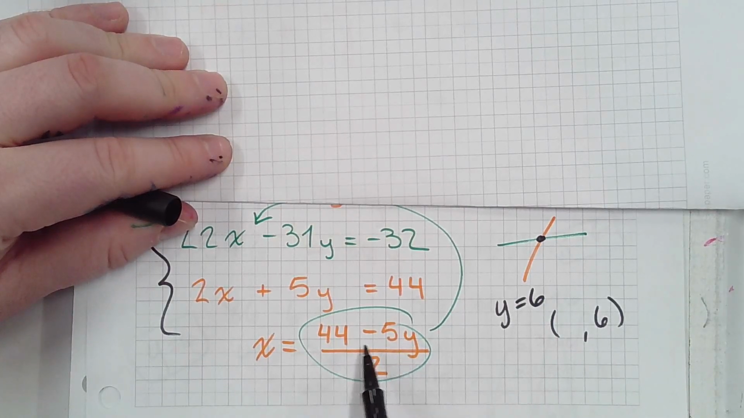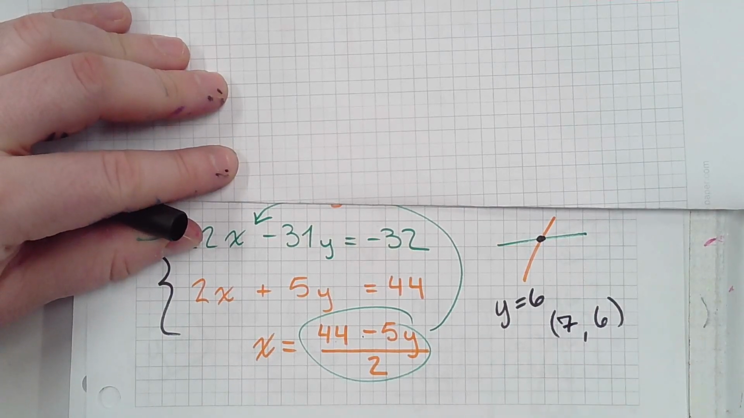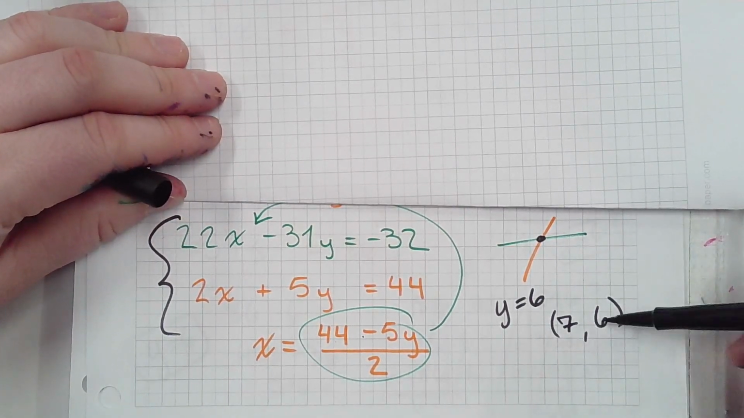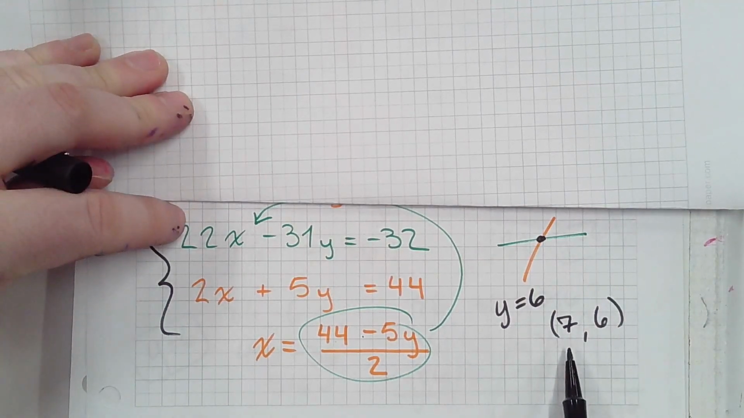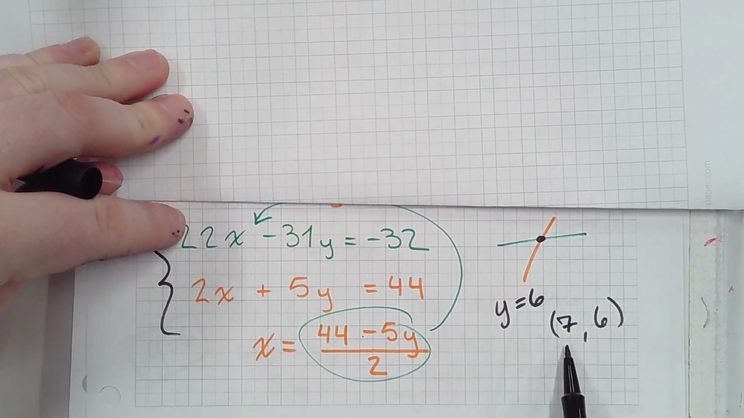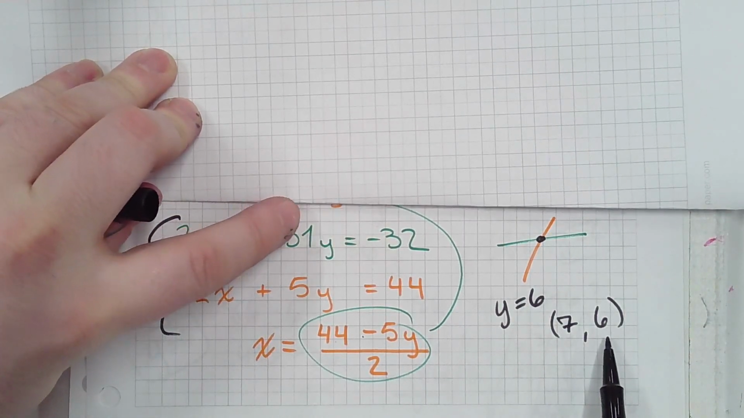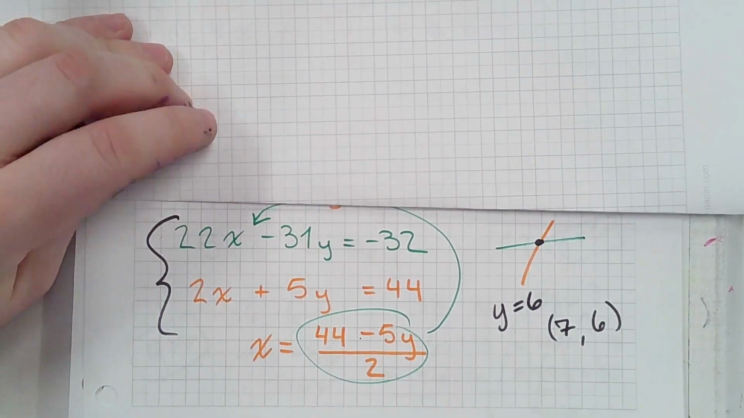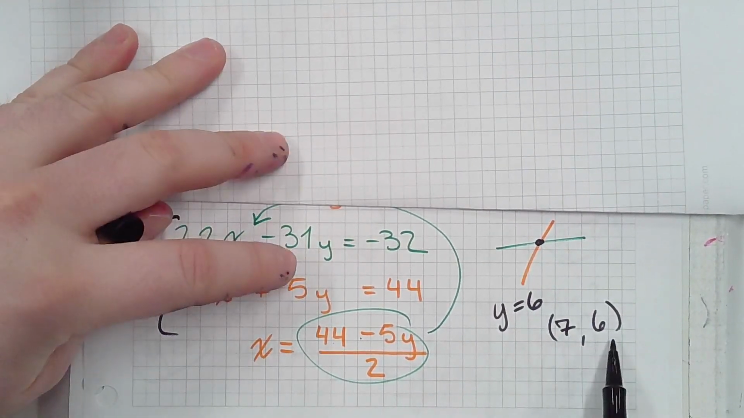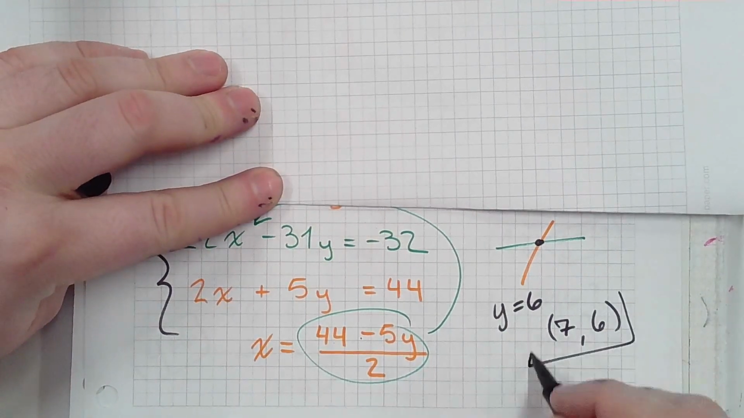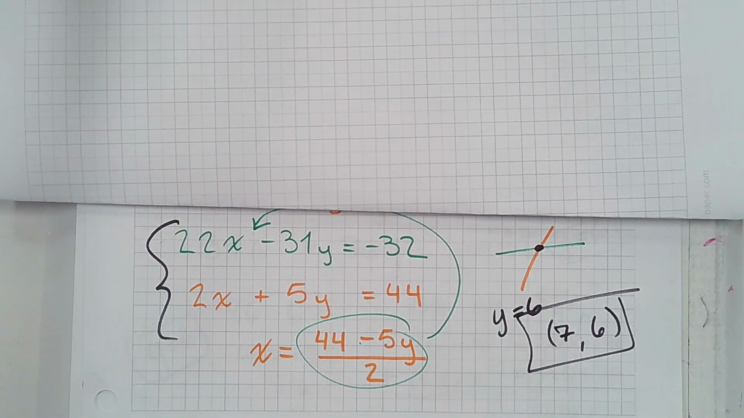So when I plug in 6 here, I get 40 minus 30, which is 14. 14 divided by 2 is 7. Now we should check these. Does 7 and 6 work for these problems? Looks like 140 plus 14, so that's 154. And we're taking away 186. So yes, that will get us negative 32. Here, we get 14 plus 30. Yeah, that's definitely 44. Here's our answer to both.